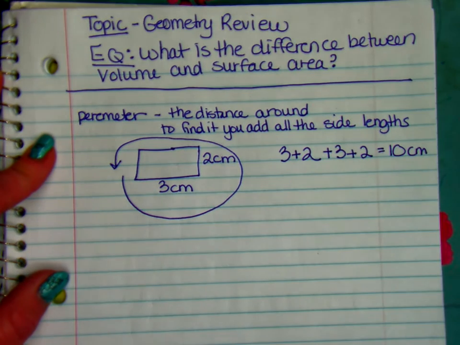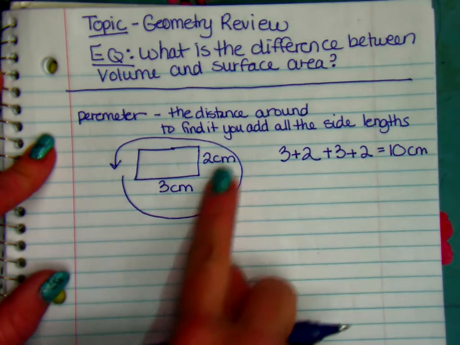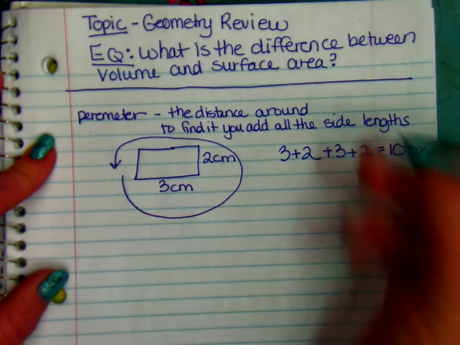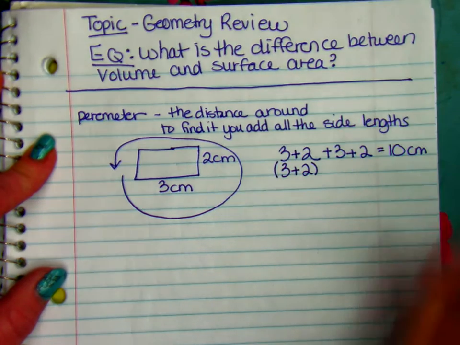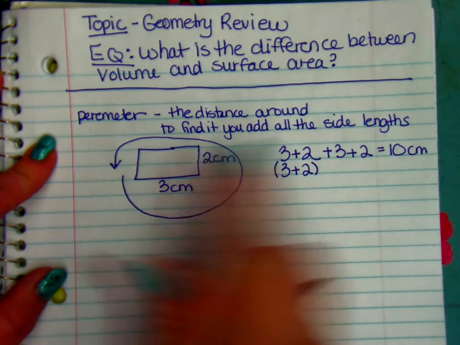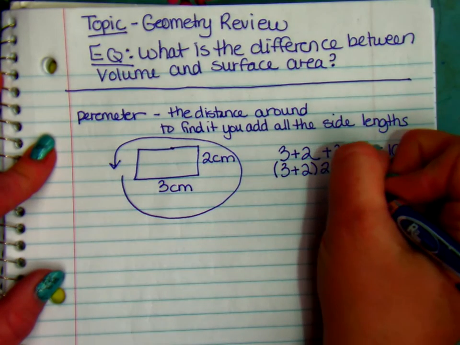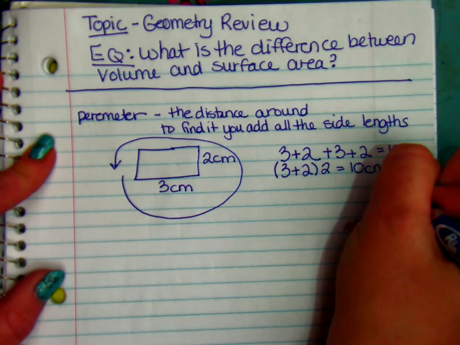10 centimeters. Now you can also do this by taking your two sides, your length and your width, 3 plus 2, and understanding that it's going to be 2 times that because those are the same on the side. So take this and multiply by 2, and you can also get the answer.